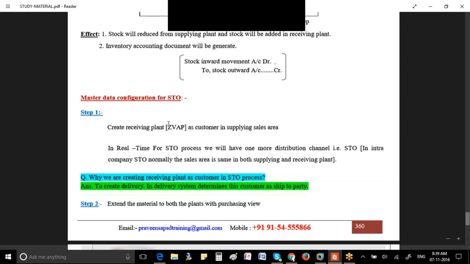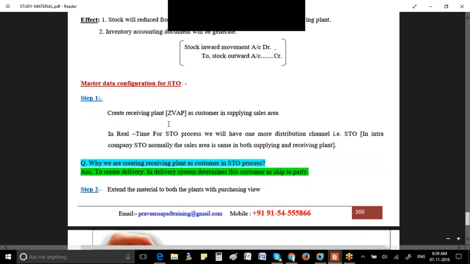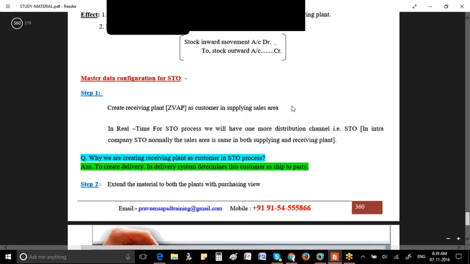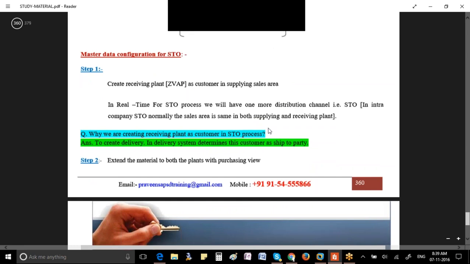So the master data configuration we will be doing here is, you need to create the receiving plant as a customer in the supplying sales area. As I told you, in real-time STO, we will have a separate distribution channel. In intercompany, normally the sales area is the same, right? This is a very important interview question they ask here: why are we creating this receiving plant as a customer in the supplying sales area?